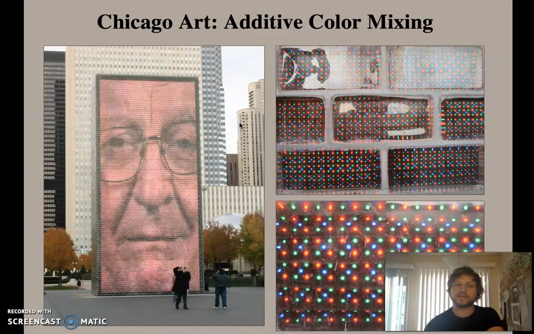So this is the spitting fountains in Chicago. It's Chicago art, and this is a great example because you'll see this face, a realistic person's face, and they're spitting water at you. And then if you can walk up to it without getting water on you, you'll see it's just this on our right here. You'll just see it's these little RGB dots.